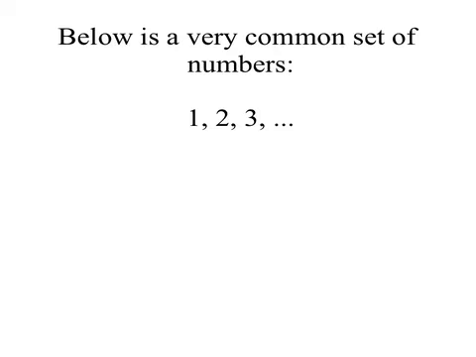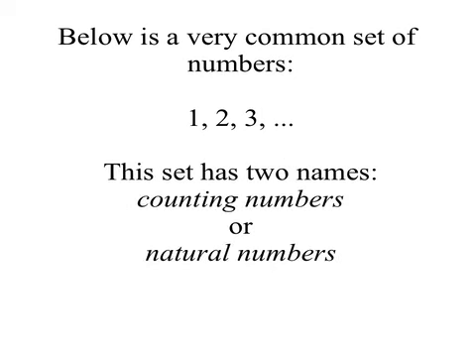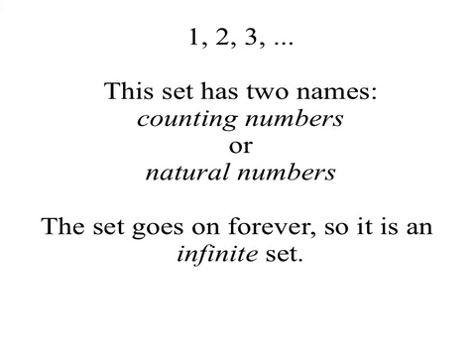Below is a very common set of numbers, 1, 2, 3, and so on. The 3 dots mean and so on. And I hope you can guess that the next number in the set is 4, followed by 5 and 6. This set has 2 names, counting numbers or natural numbers. The set goes on forever, so it is called an infinite set.